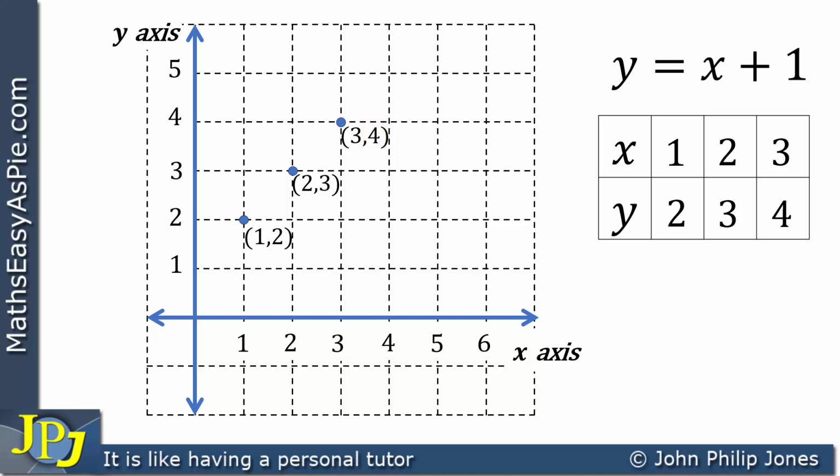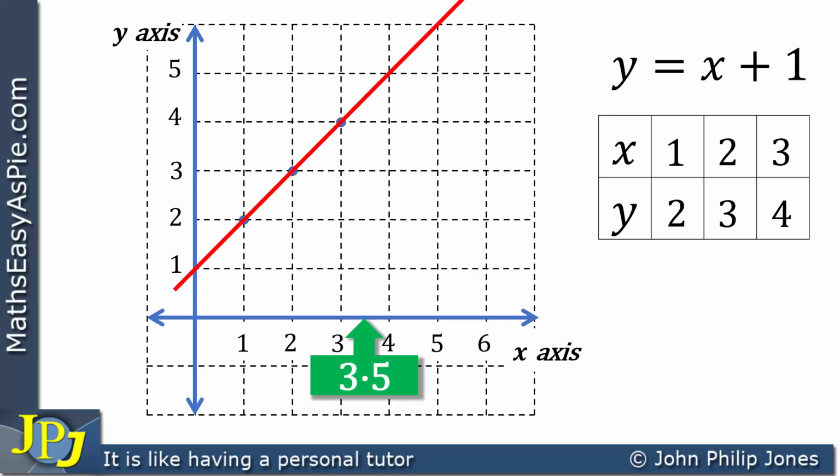I'll now remove those coordinate values, and I'm going to draw the graph using the plots as a guide. And you can see that the graph goes straight through all 3 points, and it is an example of a straight line graph. Now I'm going to mark a position between the 3 and the 4 on the x-axis, which is 3.5. And I'm going to ask, what's the value of y when the x-axis has the value of 3.5?